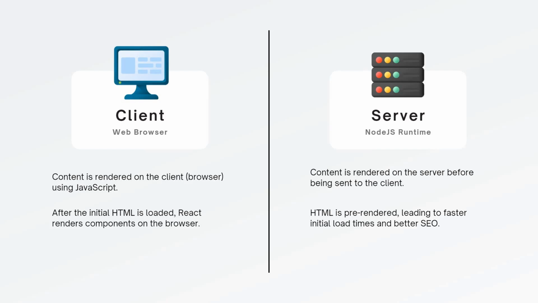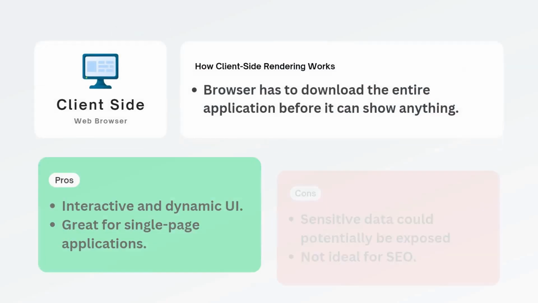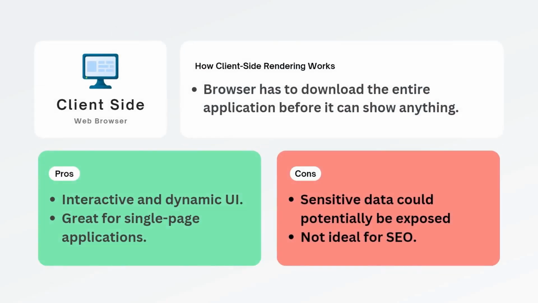Now let's discuss client-side rendering in more detail. So, in this model, the browser receives a minimal HTML document along with a JavaScript file, and the browser has to download the entire application before it can show anything. And the JavaScript is responsible for rendering the entire app in the browser. So let's see what the pros of this particular model are.